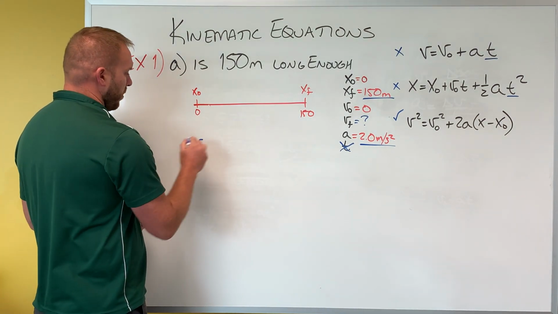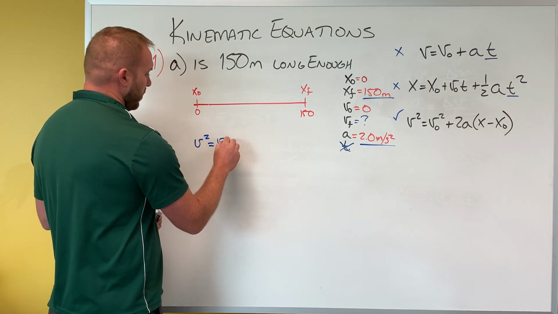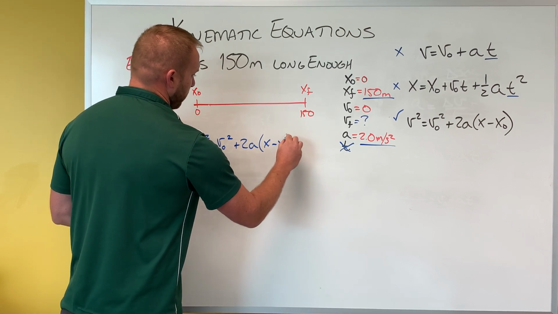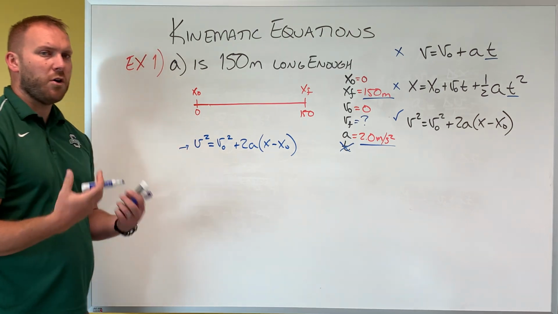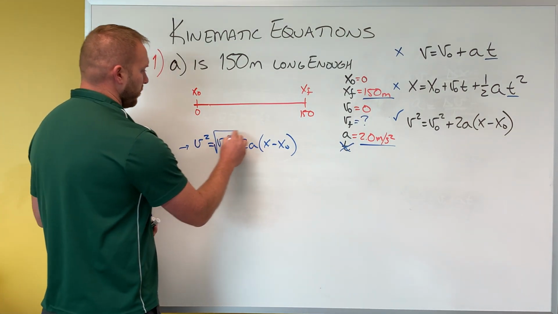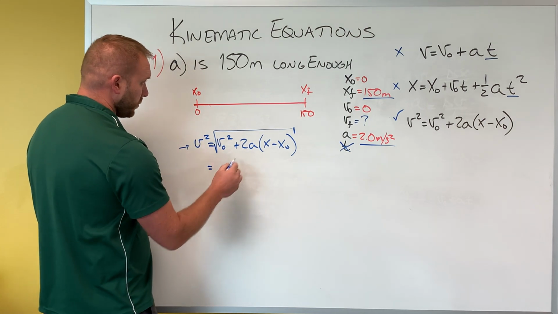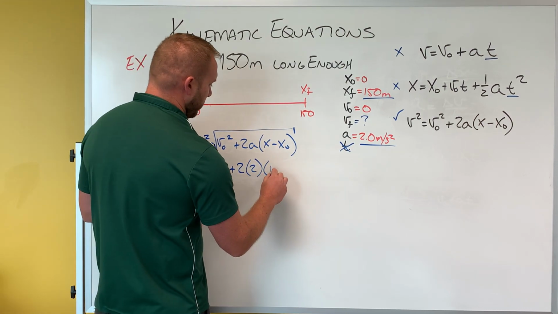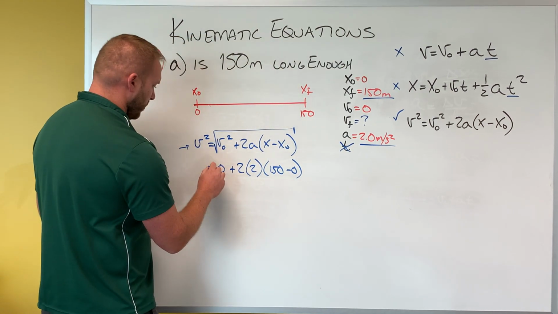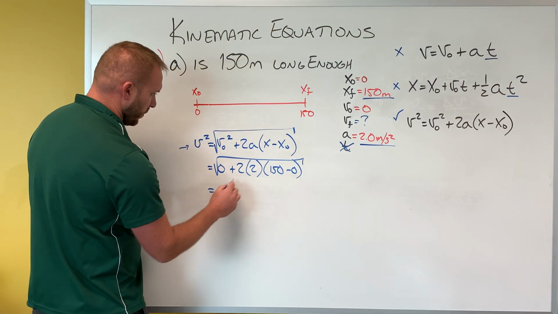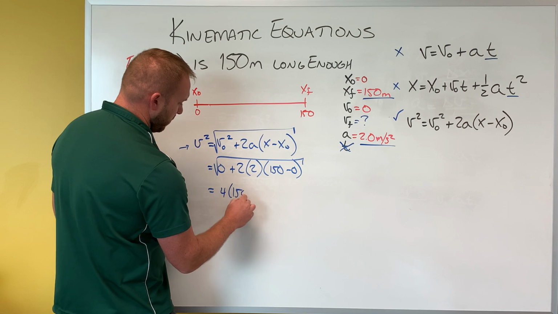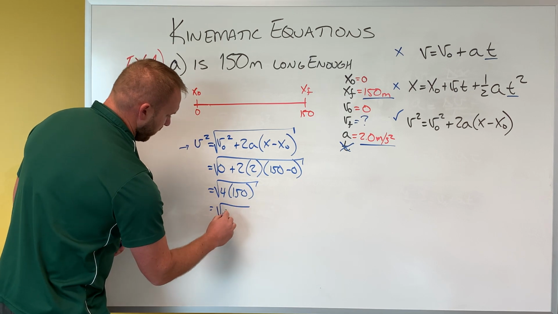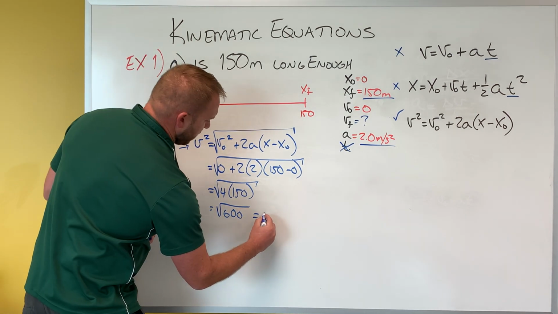So, setting this problem up: velocity squared equals initial velocity squared plus 2 times acceleration times displacement. This is what I'm solving for, so it's already set up for what I need. My final answer is just going to be the square root of 0 plus 2 times 2 times my final position, 150 minus 0. So we get 4 times 150, the square root of that. That's the square root of 600.